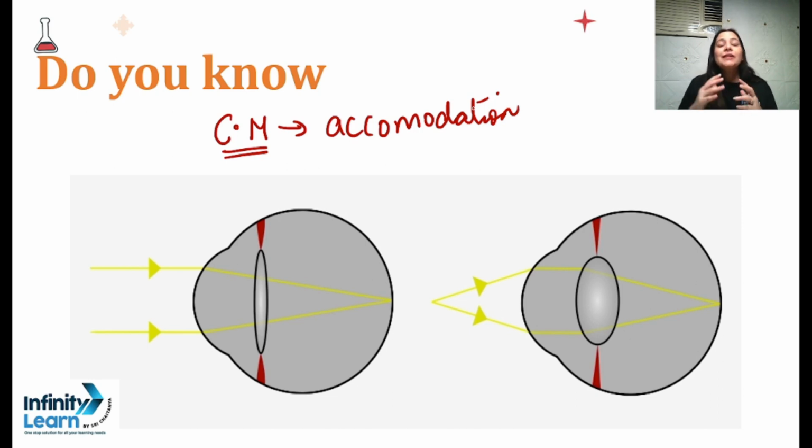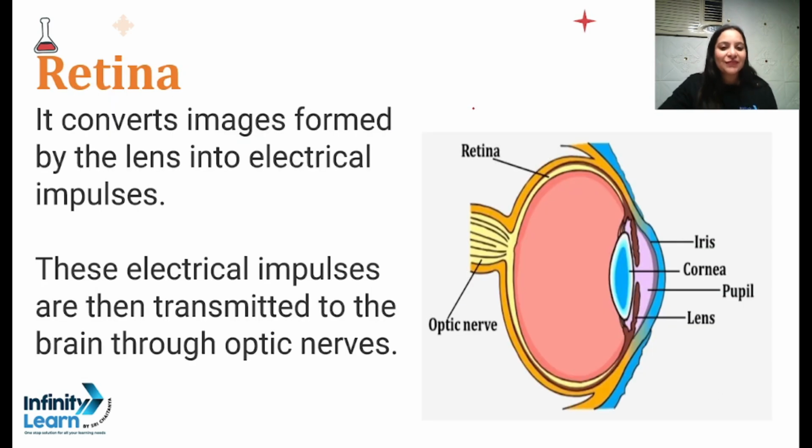So if we wish to see something far off, then the ciliary muscles relax. If you wish to see something very near, then the ciliary muscles contract. And accordingly, the shape of the lens changes. Either it becomes elongated or it becomes short and wider. So it helps in focusing the object properly so that a clear image can be formed. So ciliary muscles hold the lens and help in adjusting its focal length.